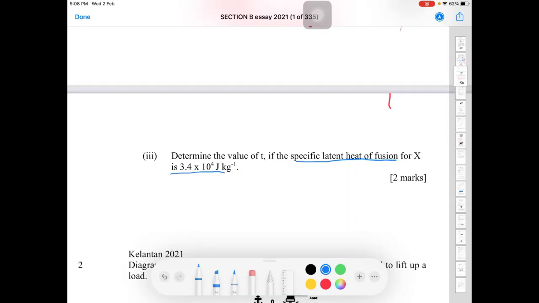Jadi you akan guna formula latent heat of fusion, Q equals to mL_F. Jadi mass dia masih lagi sama dan ini adalah Pt. Alright, so m is 0.8, this one times 4 times 10 power 4. So power dia adalah 50.